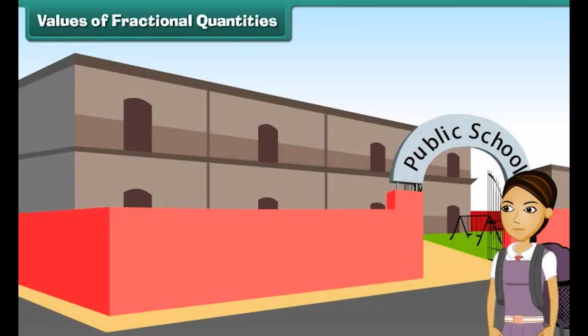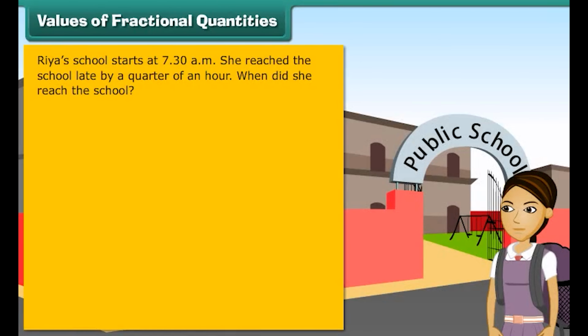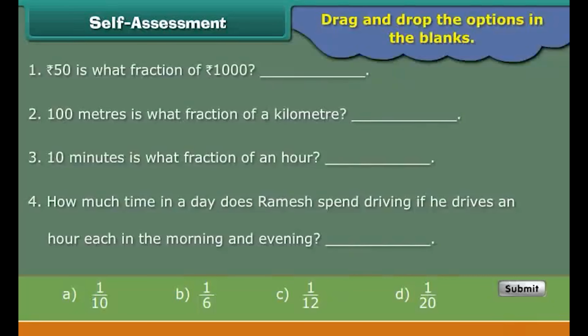Here is one more example. Riya's school starts at 7:30 a.m. She reached the school late by a quarter of an hour. When did she reach the school? School starts at 7:30.